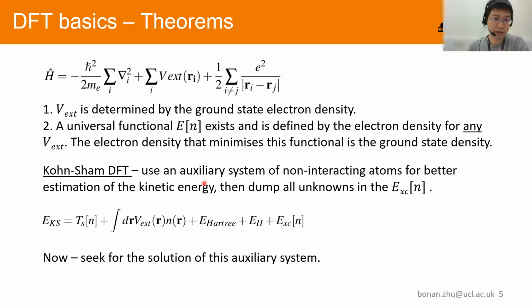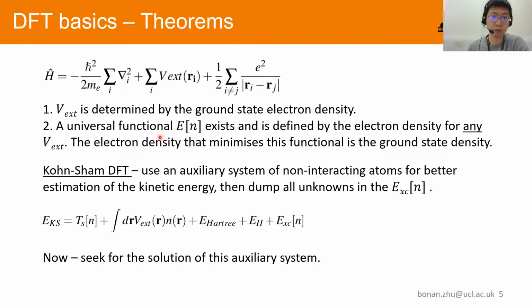So what DFT does is transform our original problem into one that solves for the ground state electron density. And it has been shown by the Hohenberg-Kohn theorem that this has a unique solution for the ground state. And as such, a general functional of the energy exists that depends on the electron density.